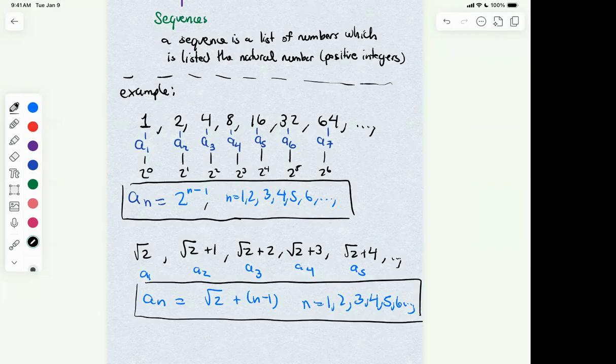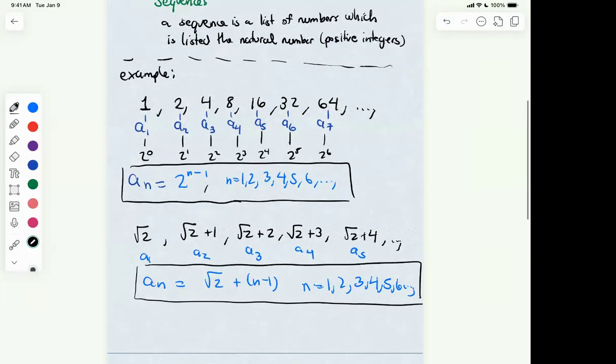Is that okay? So far so good. Now that's one presentation of each of these sequences, right? Which you can think about as an explicit representation, because I'm literally giving you the formula that you have to plug in to generate the nth term of the sequence.